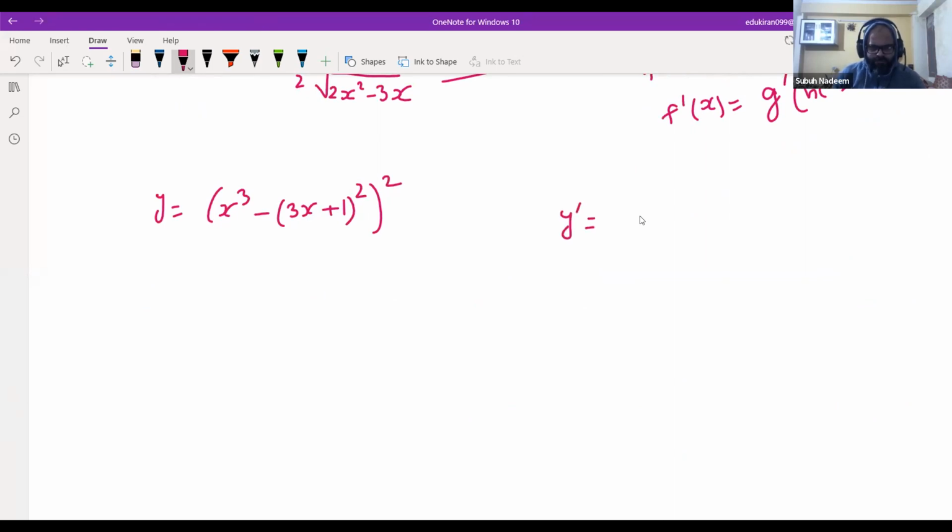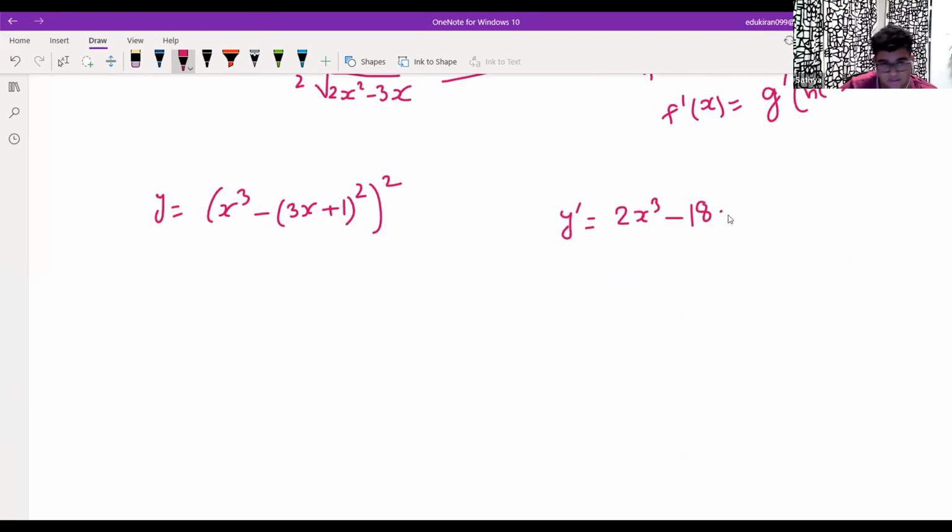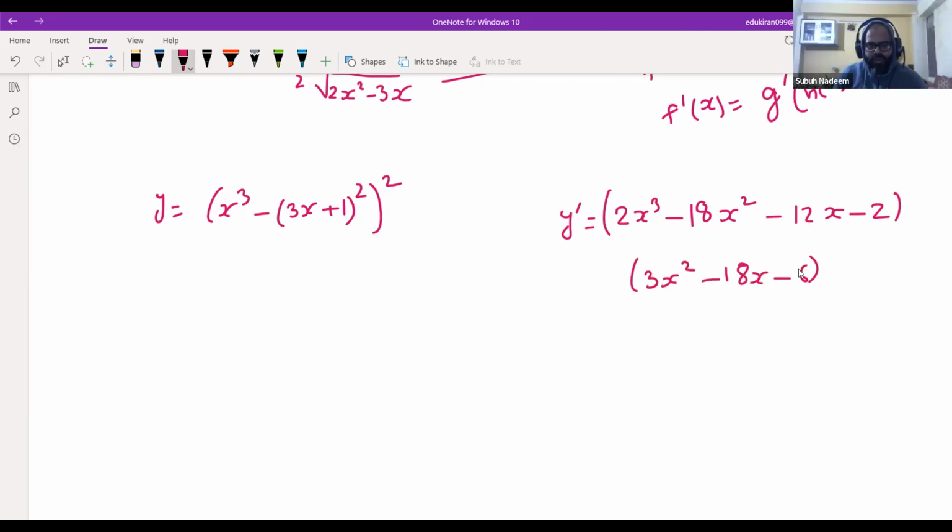I didn't get the final answer, but I got it till 2 into x cubed minus 18x squared minus 12x minus 2, into 3x squared minus 18x minus 6. This you are getting? Yeah.